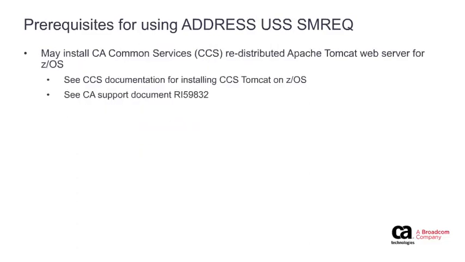If you need to install a new web server, one option is to install the CA Common Services redistributed Apache Tomcat on z/OS. If you choose this route, it is important that you see CA support document RI59832.